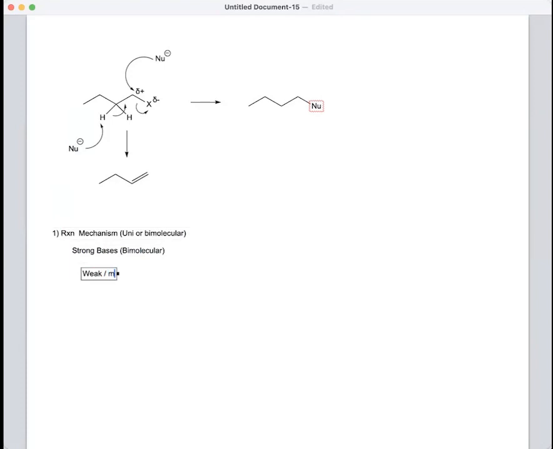in that case, we're going to be in the presence of a unimolecular mechanism. Examples of weak to moderate bases are simple. I said in class, we have basically water, low molecular weight alcohols, and low molecular weight carboxylic acids.